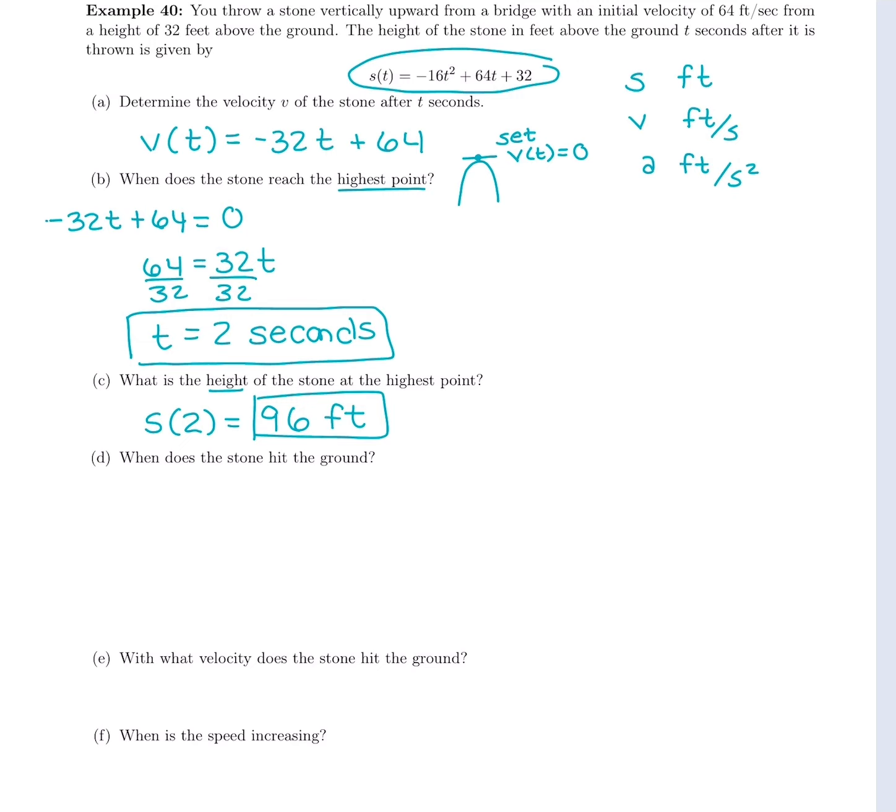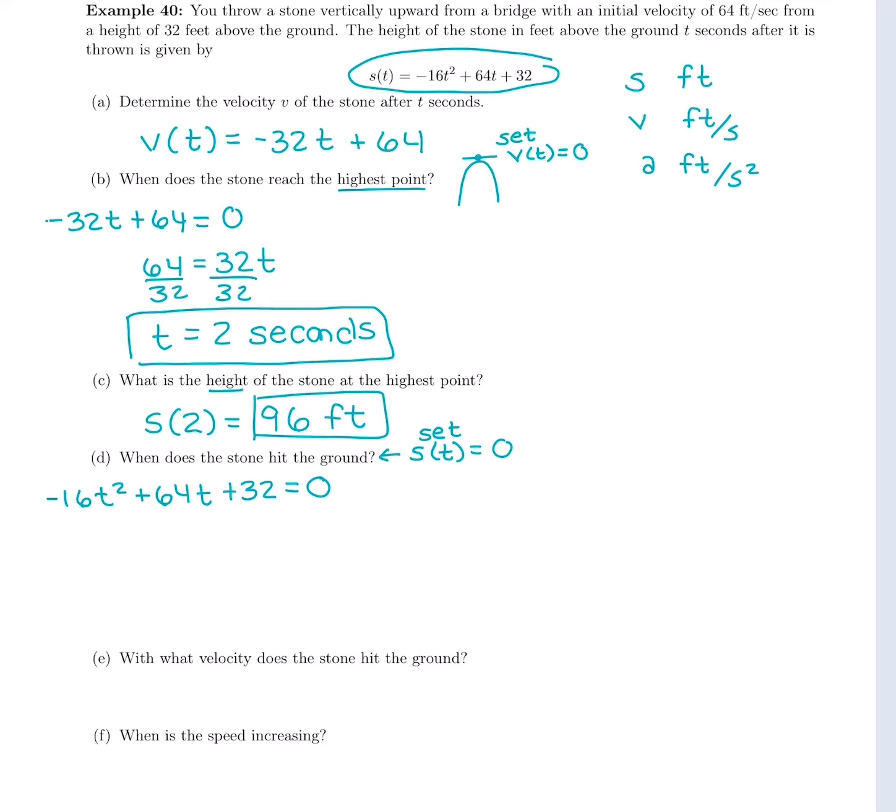When does the stone hit the ground? Well, if we want to think about when the stone hits the ground, we want to think about when the height is 0. So anytime we want to figure out when we're touching the ground, we're going to set the position to be 0, which is trickier than setting the derivative for this one because the position has a t squared. So it's not a linear function where we can just isolate t like we did with the velocity above. It has a t squared, so we can try to factor it.